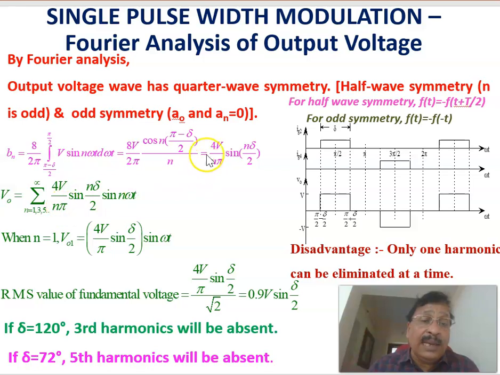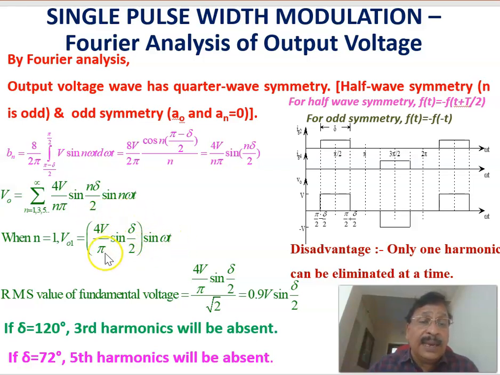Therefore, V0 equals the sum of Bn, 4V by n pi sin(n delta by 2), into sin(n omega t). The fundamental quantity can be obtained by substituting n equal to 1, which is equal to 4V by pi sin(delta by 2) sin(omega t).